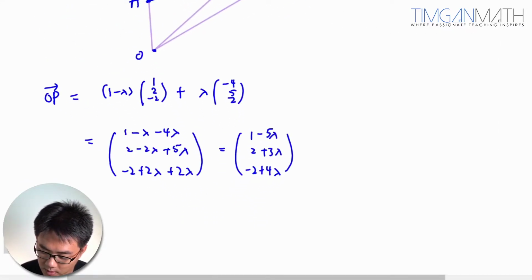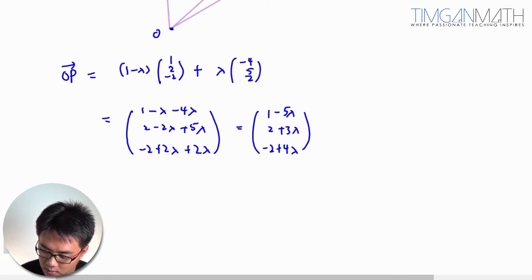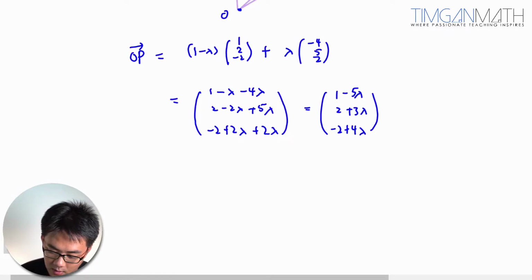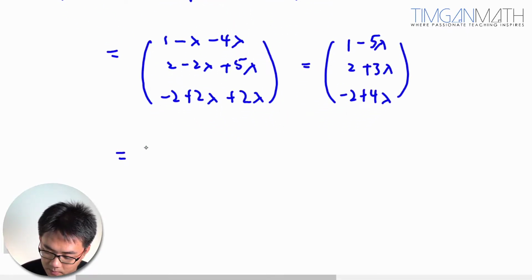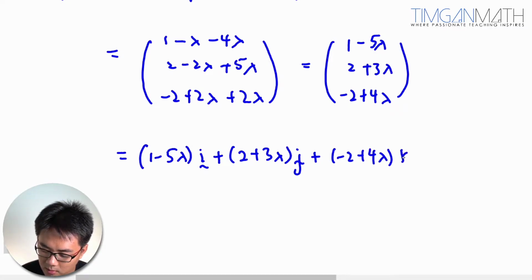Show that OP, so hence this is 1 minus 5 lambda. Shown. Okay, if they ask you to show, just show lah. Just show. This would be 1 minus 5 lambda i plus 2 plus 3 lambda j minus 2 plus 4 lambda k. That's about it. Okay, so once you do that, what do you do next?